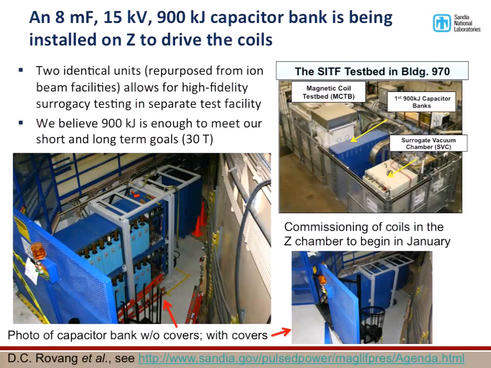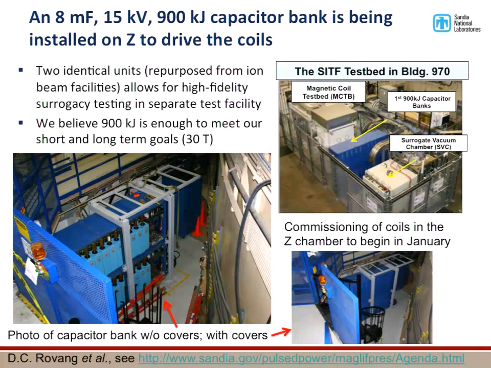There was also a bunch of infrastructure that was needed for these coils. The first was a test facility that's actually in a different building, and this is where we test all the coils before they head over to Z. We also had to put in some new capacitor banks to drive the coils over at the Z facility. This here is the tank wall that holds all the Marx generators that store all the pulse power energy. And then we've got these capacitors to drive those coils as an auxiliary system. It's 900 kilojoules in these capacitor banks, and we believe that is enough to meet our long-term goal of 30 Tesla.